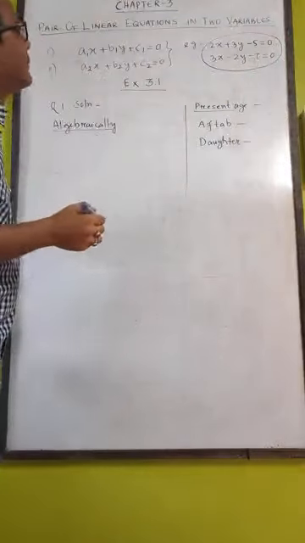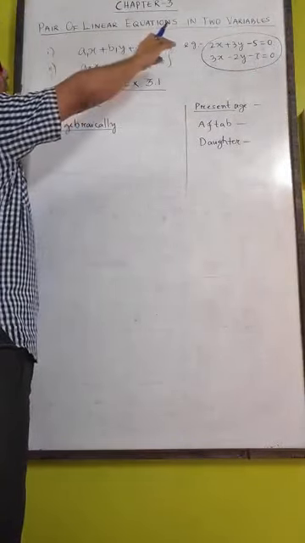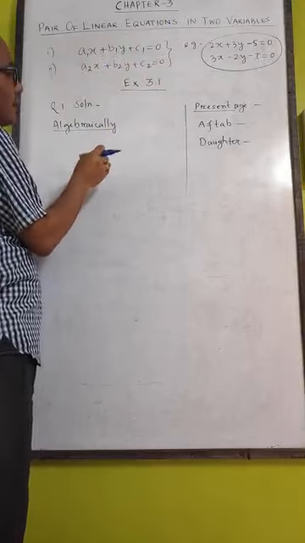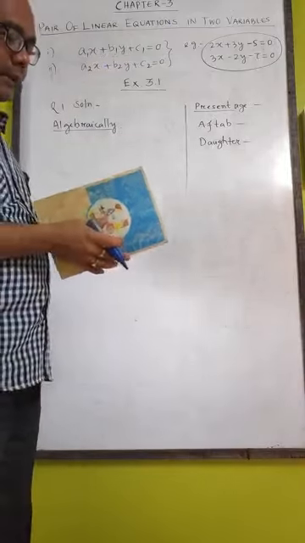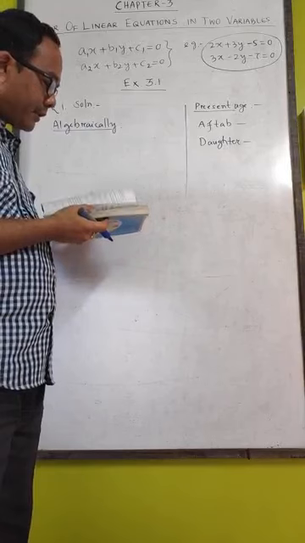Last time we discussed the three possible cases. The first one, intersecting lines, second one, parallel lines, and third is coincident lines. Today let's discuss exercise 3.1. Let me read the first question.